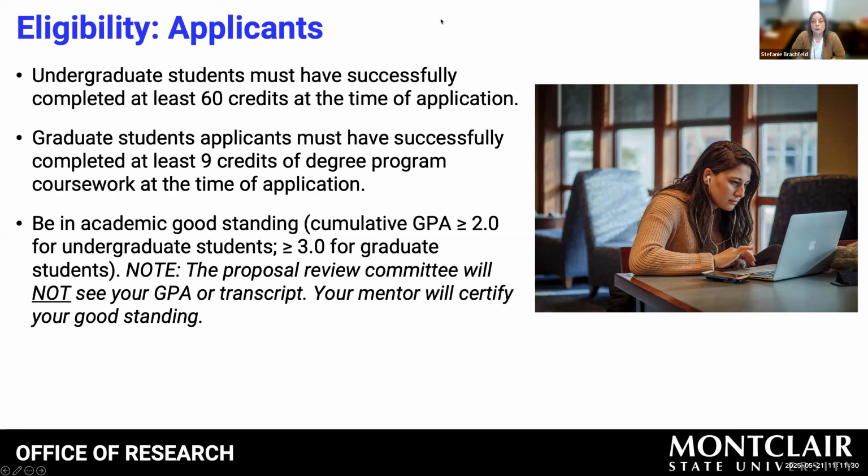We require that all applicants be in good academic standing, which for undergraduates means your cumulative GPA is greater than a 2.0, and greater than a 3.0 for graduate students. Now, I want to point out that the review committee does not see your GPA. That's none of their business. When your advisor does their portion of the application, we're asking the advisor to certify that yes, you meet this eligibility criteria, and the review committee will not see any of that.